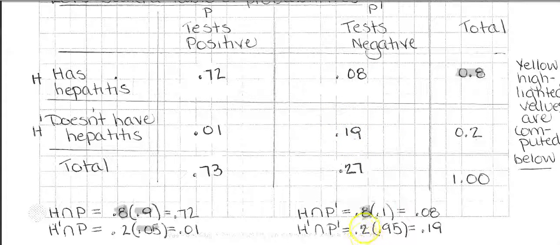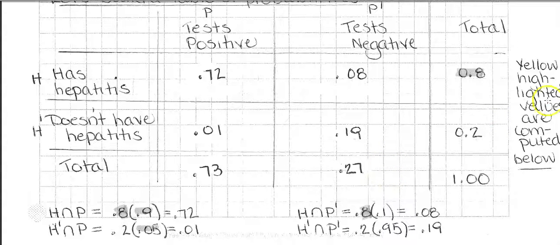We're going to multiply 0.2, the 20% of the population who does not have hepatitis even though they have these symptoms, with a 95% chance that the test is going to truly reflect that. That gives us 0.19. Again, you add these up, you get a 27% chance of testing negative.